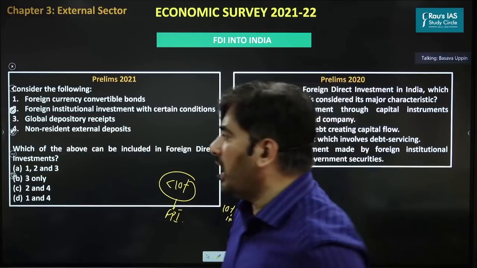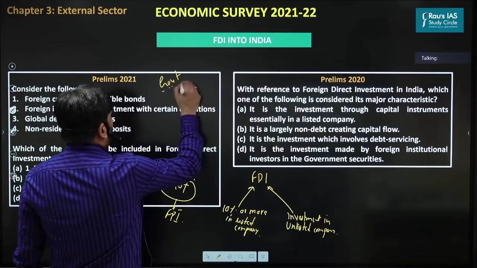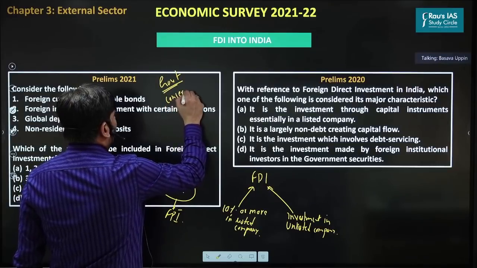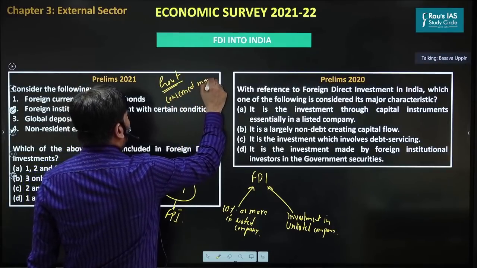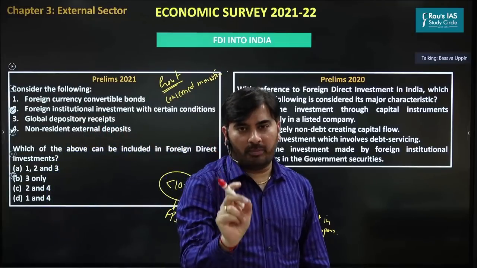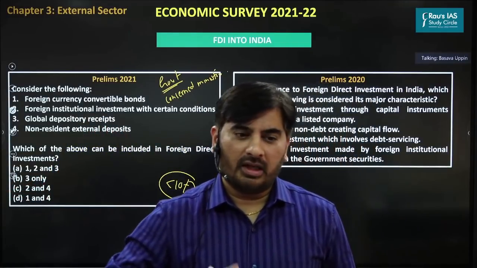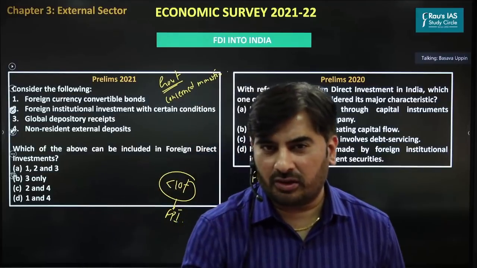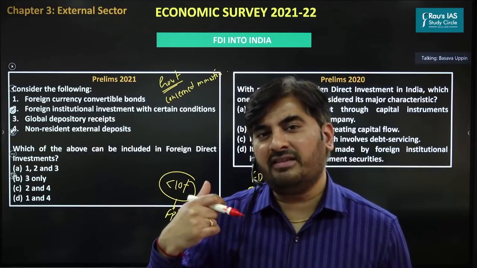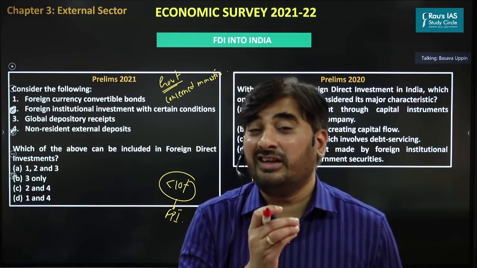But when it comes to the government route, the approval has to be taken from the concerned ministry or a department. For example, if a foreign company wants to make investment in coal mining, the permission or approval will come from the Ministry of Coal. If it wants to make investment in telecommunication, approval will come from the Ministry of Telecommunication. So the concerned ministry or a department will give the approval.